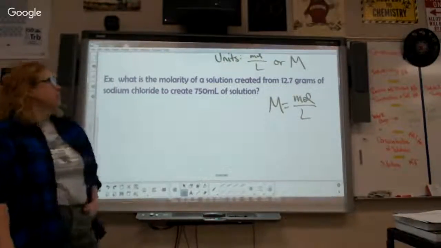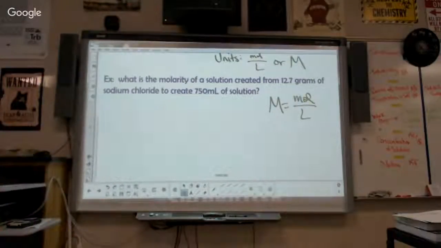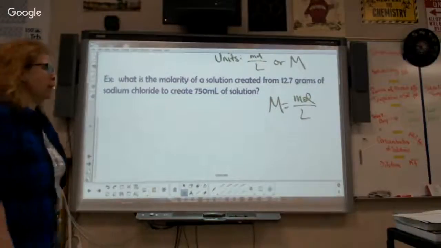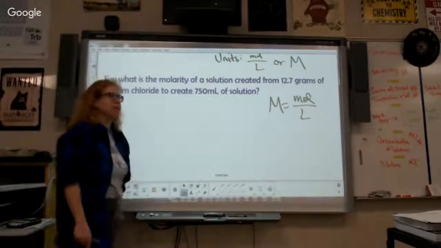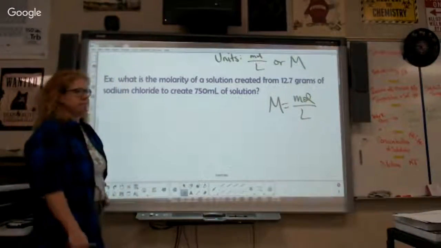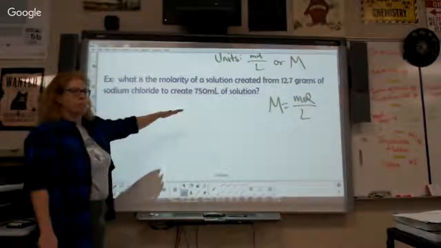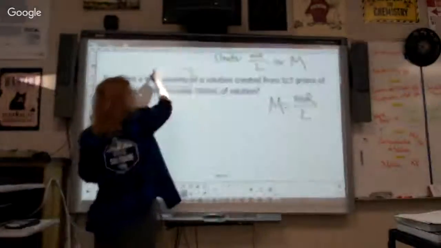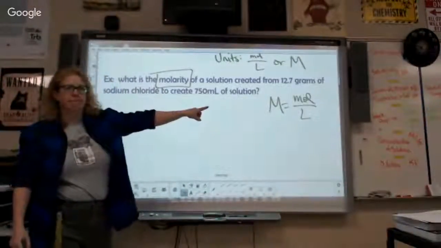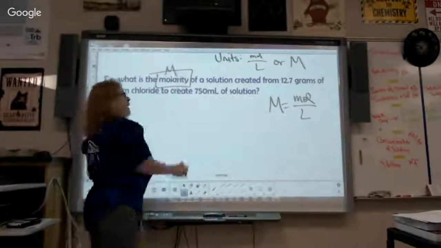So what is the molarity of a solution created from 12.7 grams of sodium chloride dissolved in enough water to create 750 milliliters of solution? Okay, decoding the problem. What are we trying to figure out in this problem? We're trying to figure out this. Which symbol is that? M. We're trying to figure out the M.